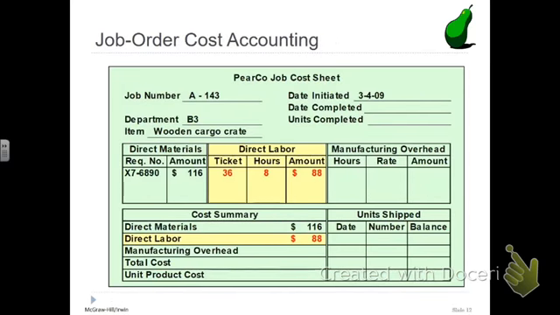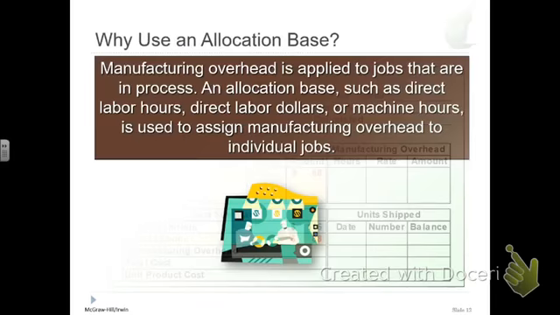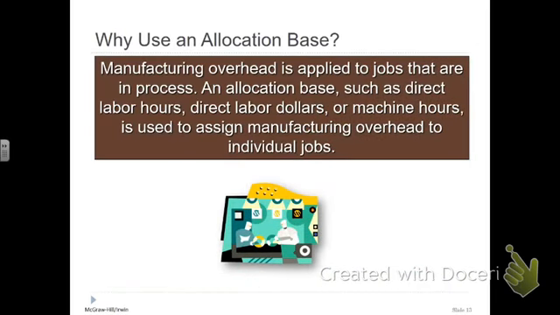Once again, number of hours, 8 hours, $11 an hour. It's $88, so that's my direct labor. Now I've got to decide how much overhead I'm going to apply. And in order to apply overhead, what we need to have is some base. Overhead is going to be applied to jobs.